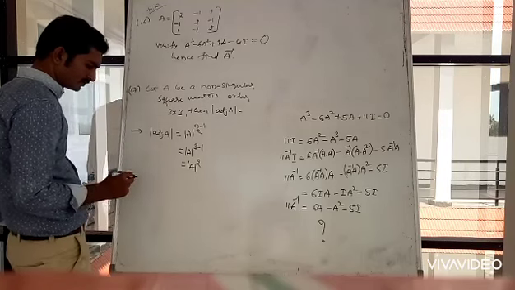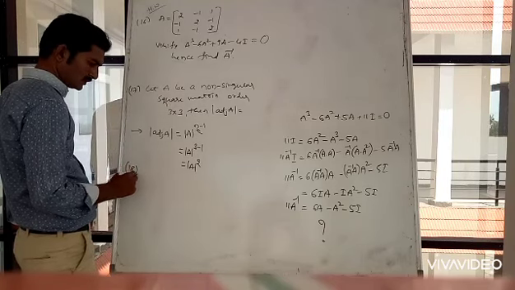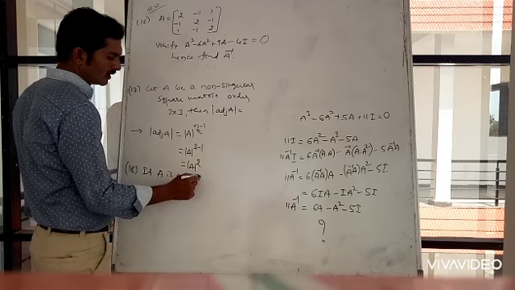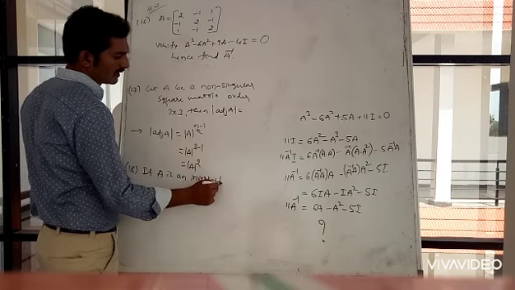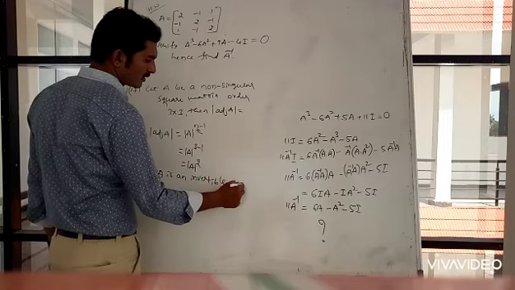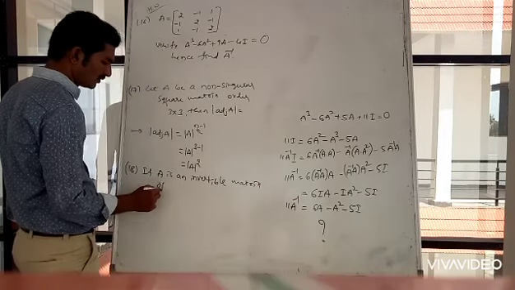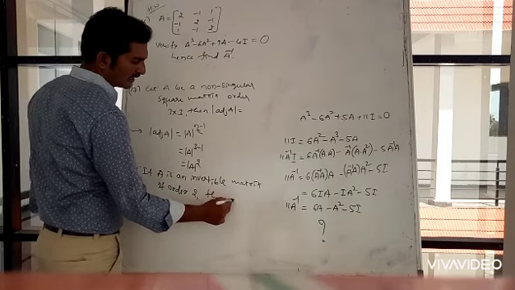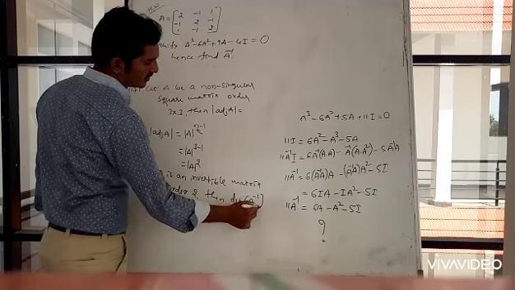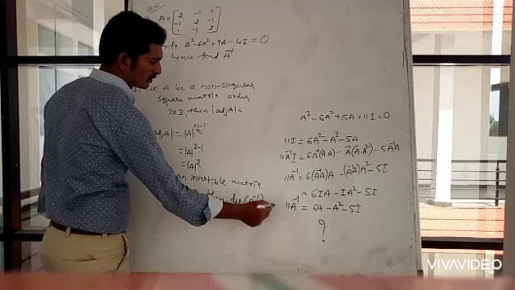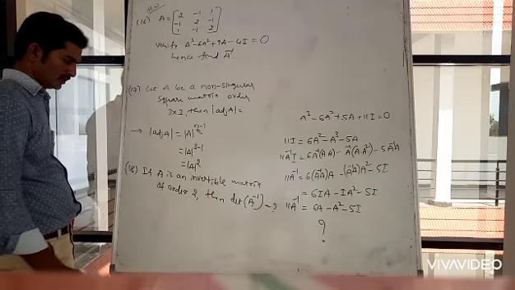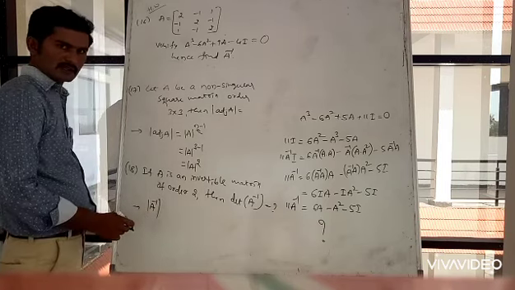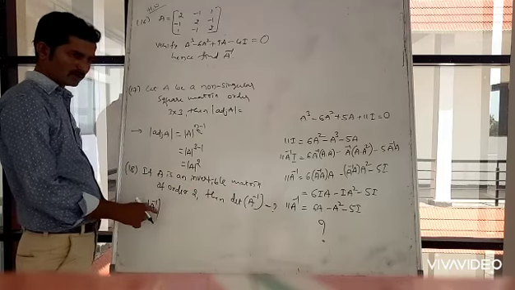So one more is that, the 18th one. If A is an invertible matrix of order 2, then determinant of A inverse is equal to what? Instead of determinant of A inverse, we can write symbolically.